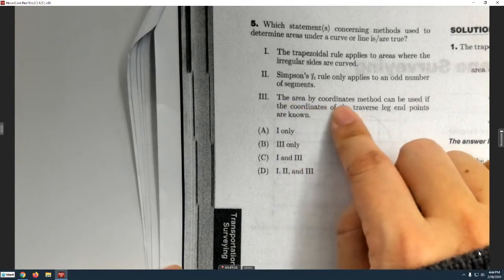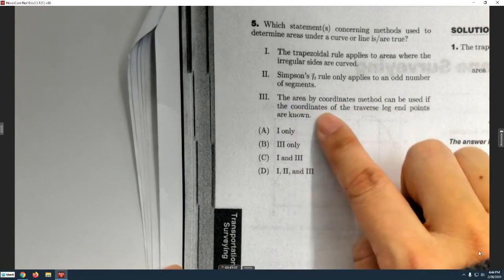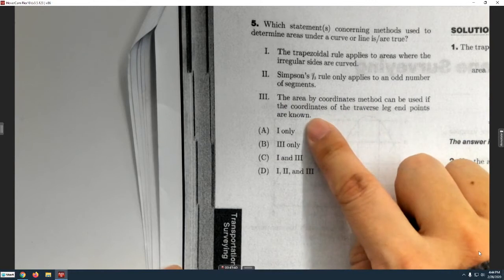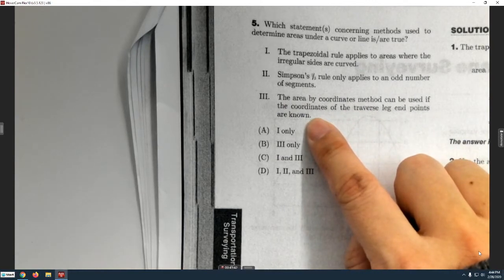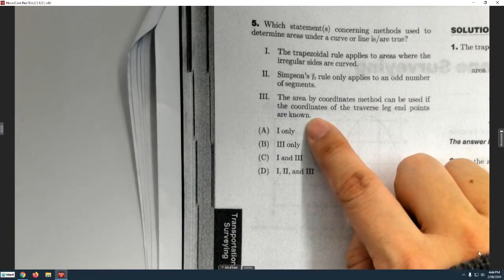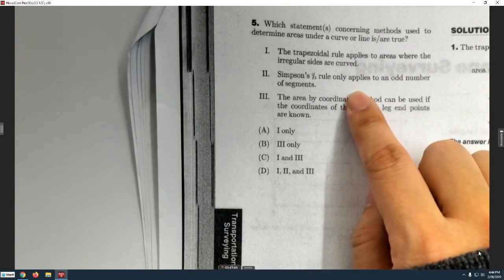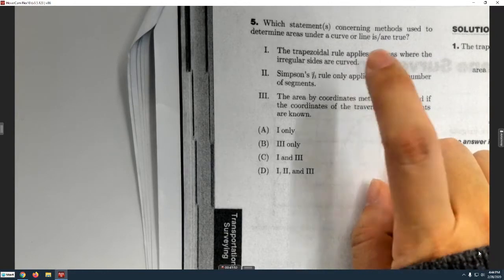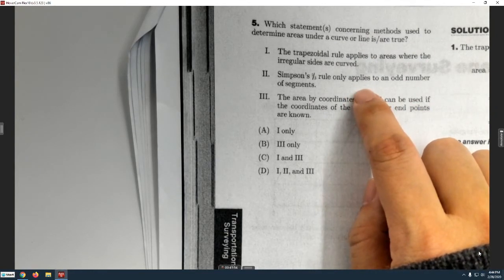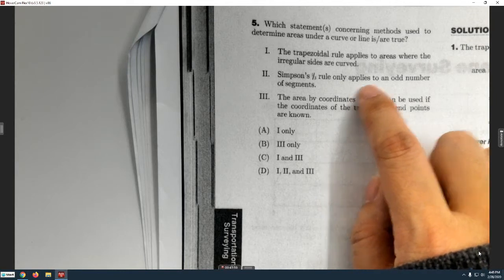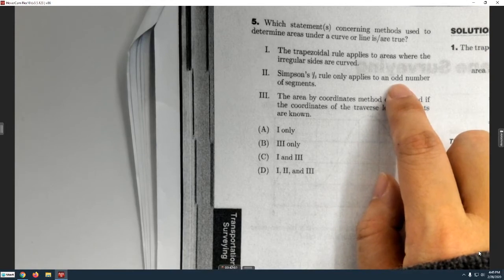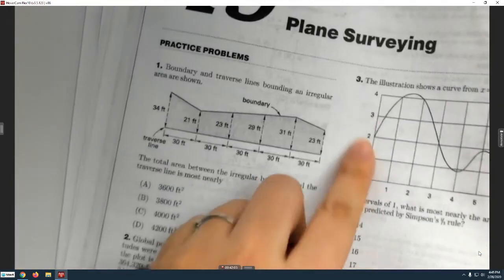And then the area by coordinate method can be used if the coordinates of the traverse leg endpoints are known. So we know this one is wrong. And then this one applies to areas whose irregular sides are curved. First, this is the first condition, and then only to an even number of segments. So, as I said, there must be an odd number of segment lines. Refer to this one. Odd number of segment lines, but even number of segments. So this one is also false.